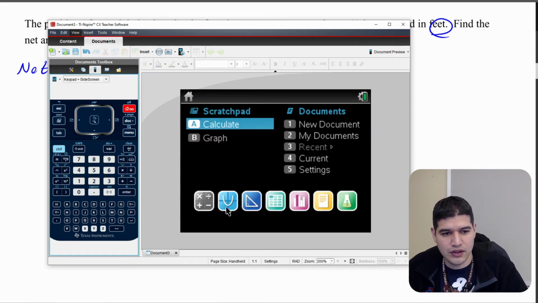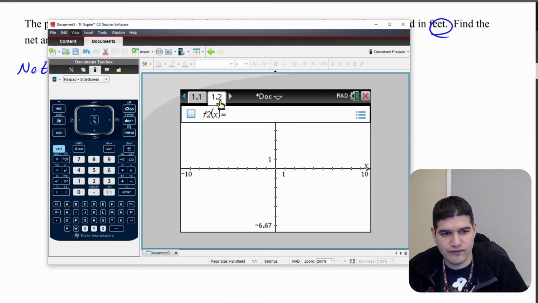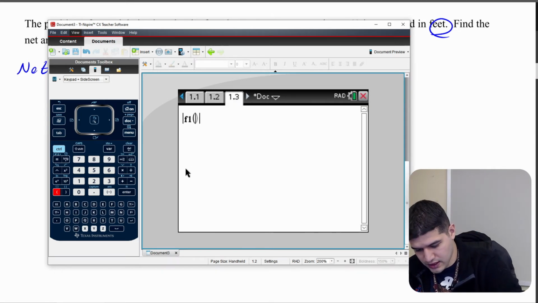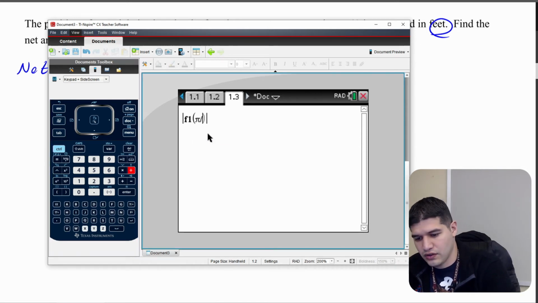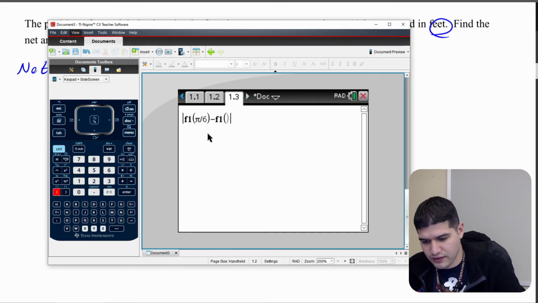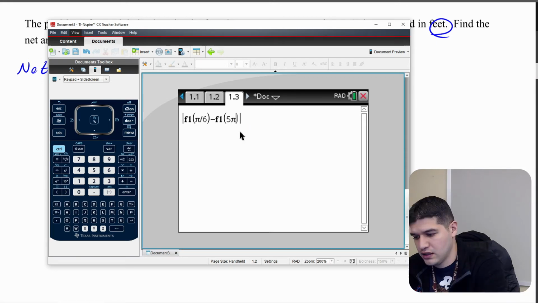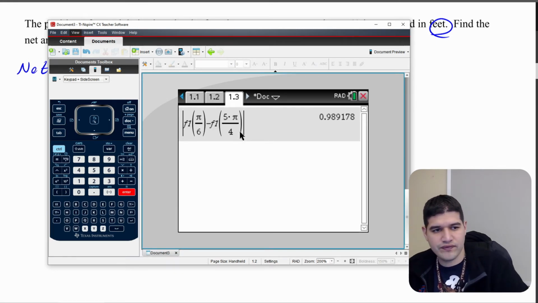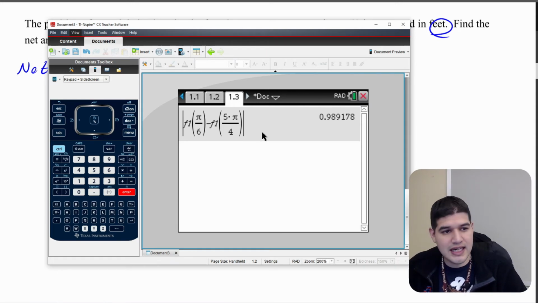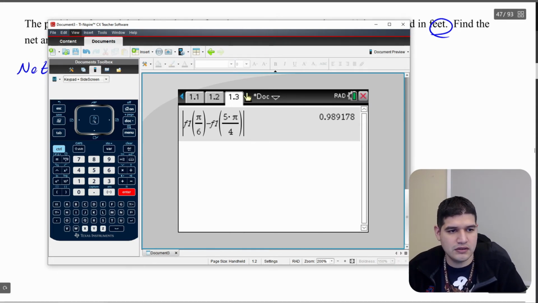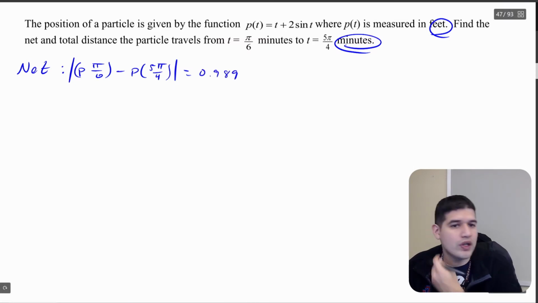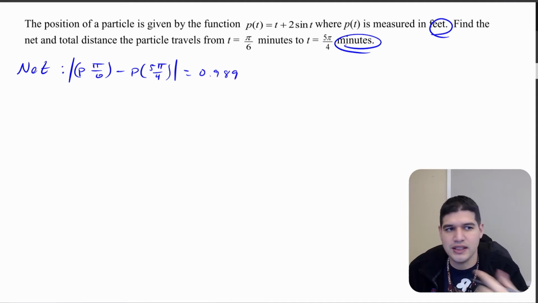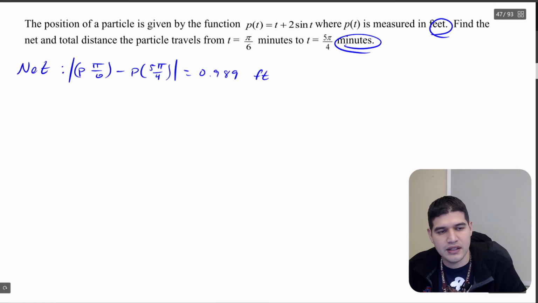And let's go ahead and look at the calculator. f1 of pi over 6 minus f1 of 5 pi over 4. Okay, and the decimal that we get out is 0.9892, or to 3 decimal places, 0.989. And what are our units of measure? Well, we just have distance, which is just the original function, so we are going to be in feet.